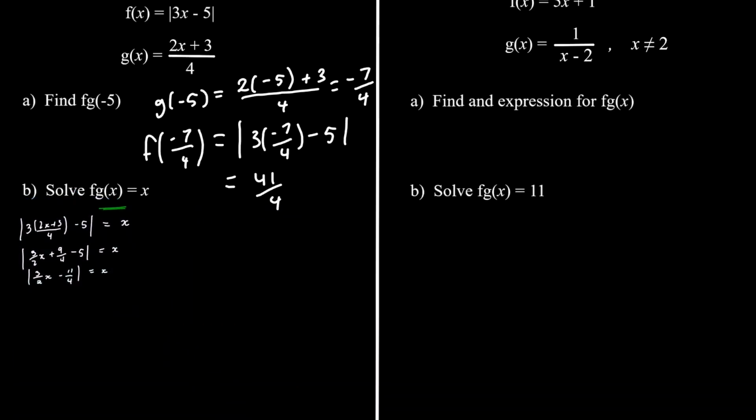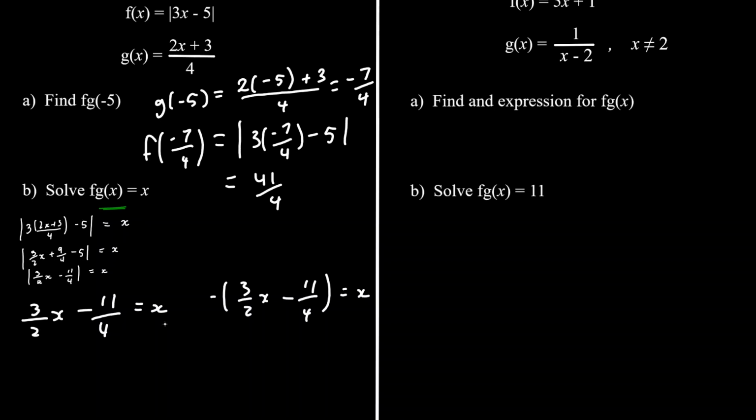So we've got two possible equations here, a positive one and a negative one. So either 3 over 2 x minus 11/4 equals x, or the negative version equals x. So either one of them, and then we'll work out at the end if they work for this function.